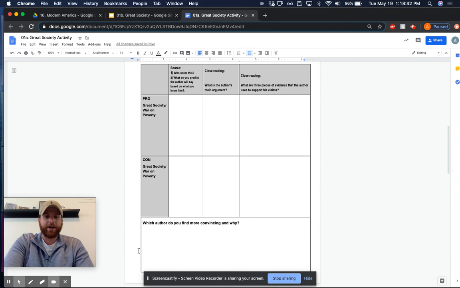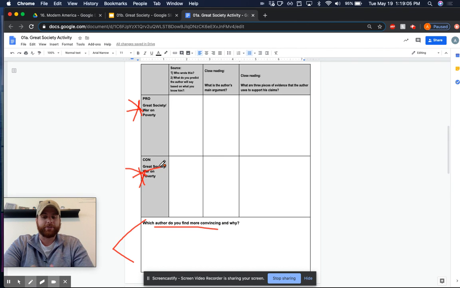All right, the final step right here, you're going to be choosing a side, and it's going to be based on who you find more convincing. Do you find the pro argument more convincing, or do you find the con argument more convincing? It should not just be one sentence that this argument is better, and that's it. There needs to be details. There needs to be information from the text that supports your reasoning, okay?